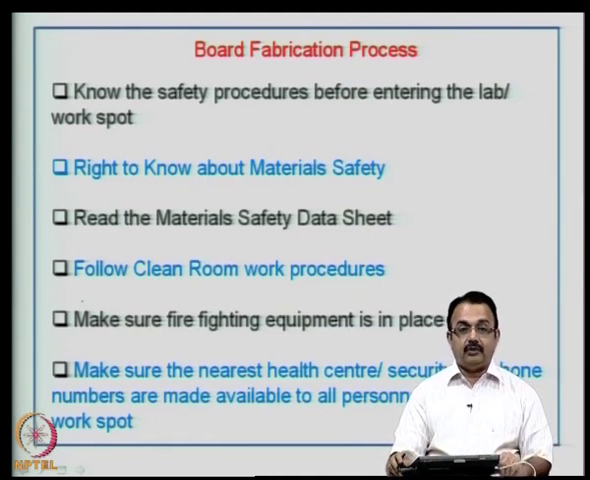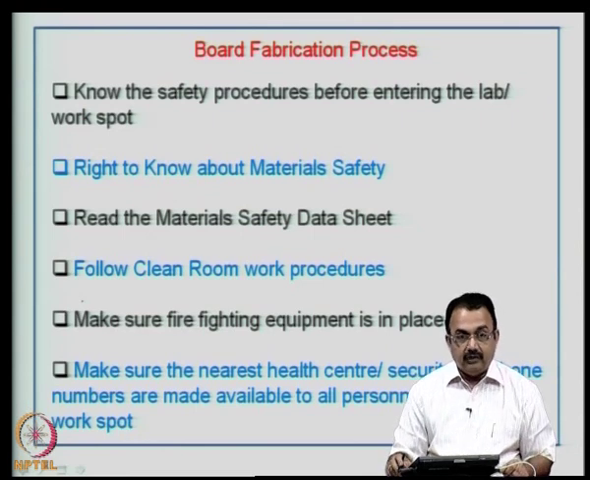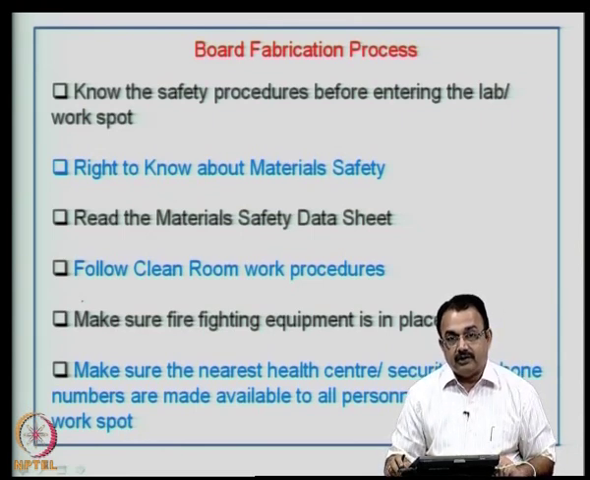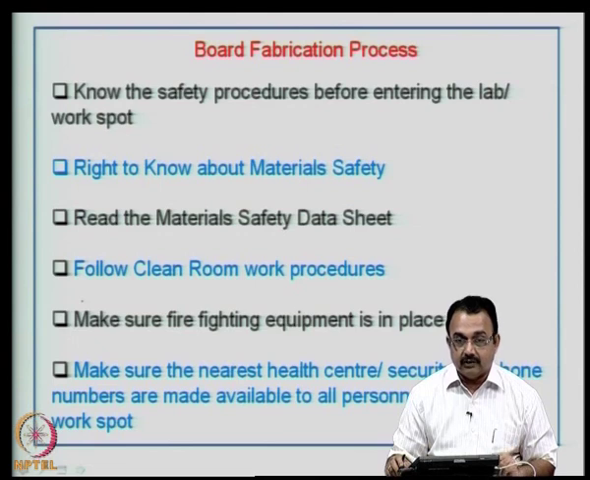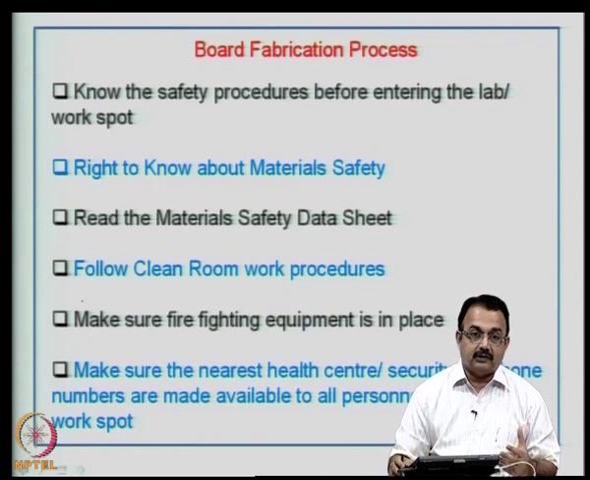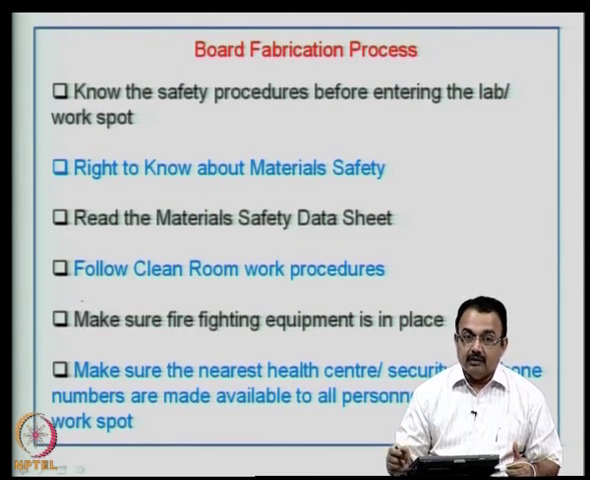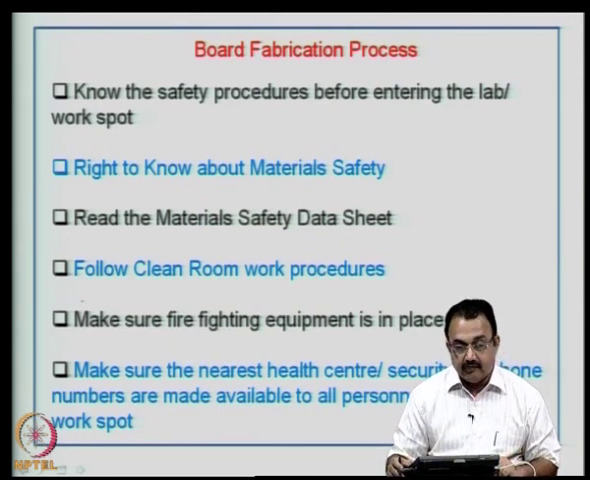So, now we will come to the board fabrication process step by step. Before that, you should know the safety procedures before entering the lab or your work spot. Safety procedures are almost the same, but depending upon the concentration of certain processes in the lab, the safety procedures need to be less or more. So, understand the safety procedures before entering the lab.